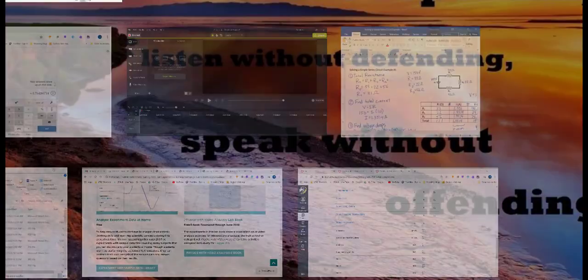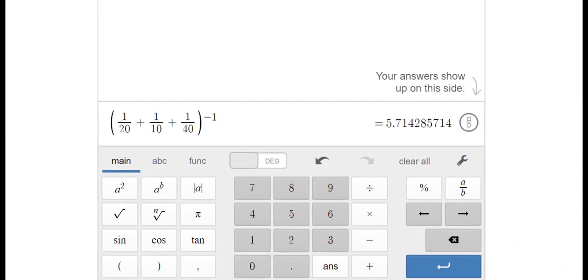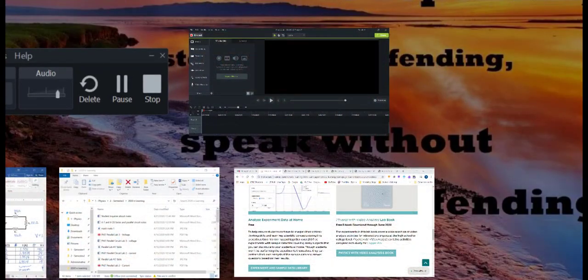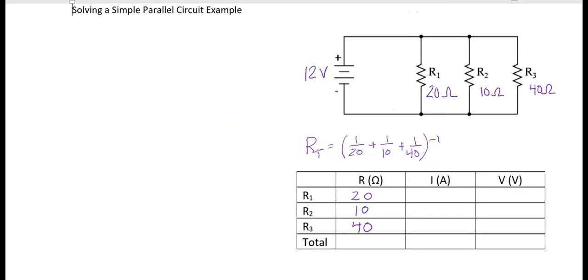One thing that you can do is use Desmos. Here it is right here. If you go ahead and enter it in on Desmos, it'll give you the answer right over here to the side. So this is Desmos Scientific, not Desmos Graphing Calculator. And it's pretty easy to put everything in and see that our answer here is about 5.7 ohms, our equivalent resistance. So going back to our table here, this will be equal to 5.7 ohms, and I'll put that down here. So we have all of our resistances.